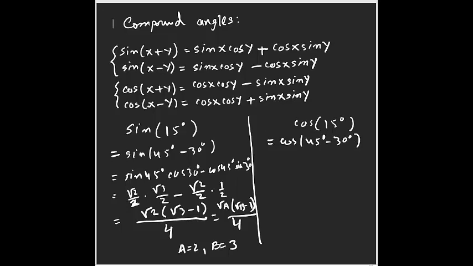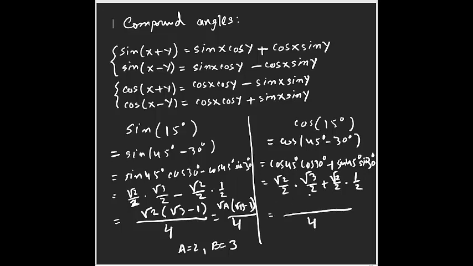So this one is going with the fourth form. So that one is telling me cosine 45 degree cosine 30 plus sine 45 sine 30. Cosine 45 is radical 2 over 2. Cosine 30 is radical 3 over 2. Sine 45 is radical 2 over 2 and sine 30 is 1/2. So now simplified version will give me 4 in the denominator. Radical 2 factor out. You get radical 3 plus 1.